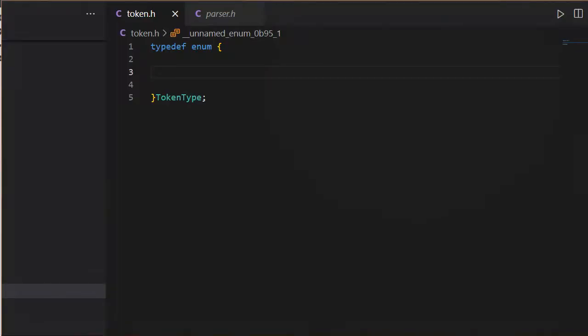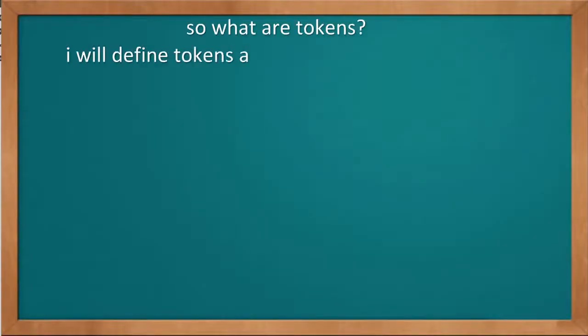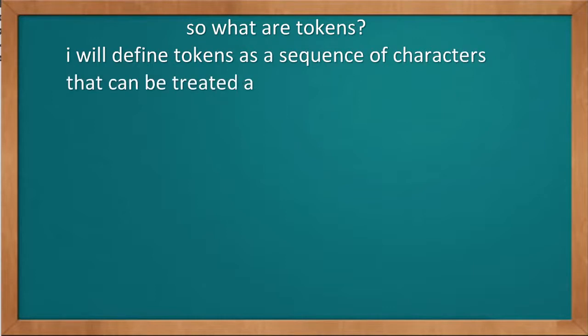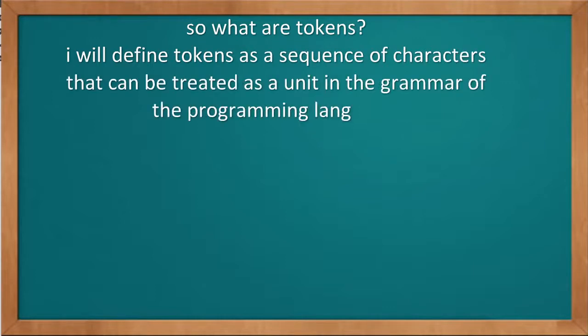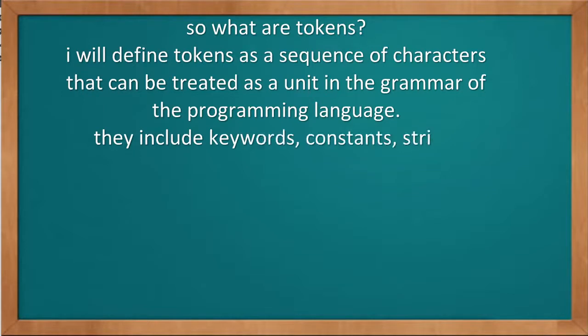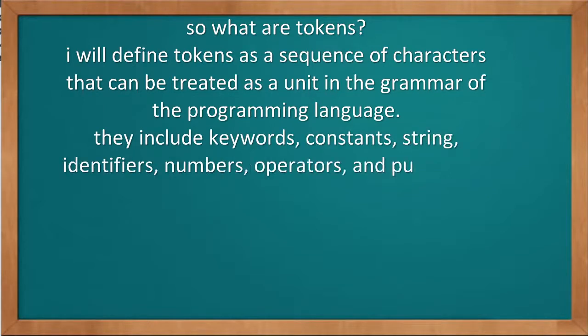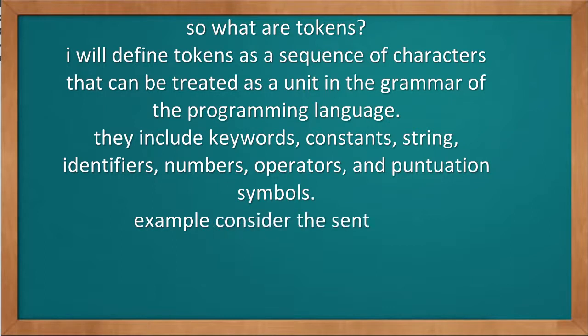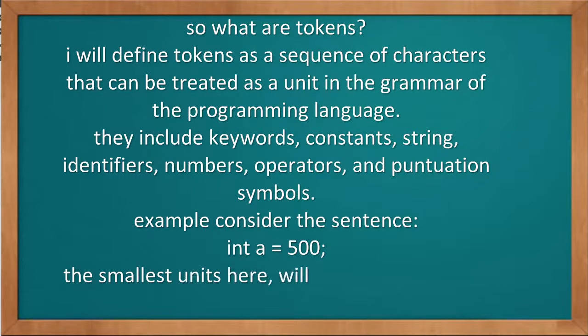So we'll create a new header file called tokens.h, which will contain our tokens. Next, we declare an enum called token type, which will contain a list of all our tokens. So what are tokens? I'll define tokens as a sequence of characters that can be treated as a unit in the grammar of a programming language. So they include keywords, constants, strings, identifiers, numbers, operators, and punctuation symbols.